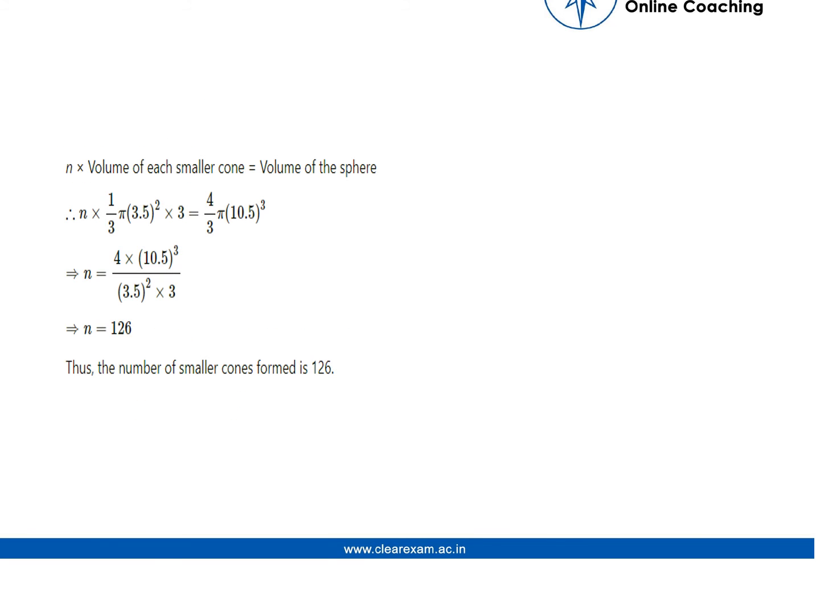So in the next step, we see that n into the volume of each smaller cone is the volume of the sphere. So this is the logic behind it. When we multiply the number of cones which are formed by the volume of each smaller cone, we will get the volume of the sphere. So we just have to put the values here and take out the value of n. There will be a lot of cancelling here and there, so see accordingly. And doing the calculation, we will have n is equal to 126.